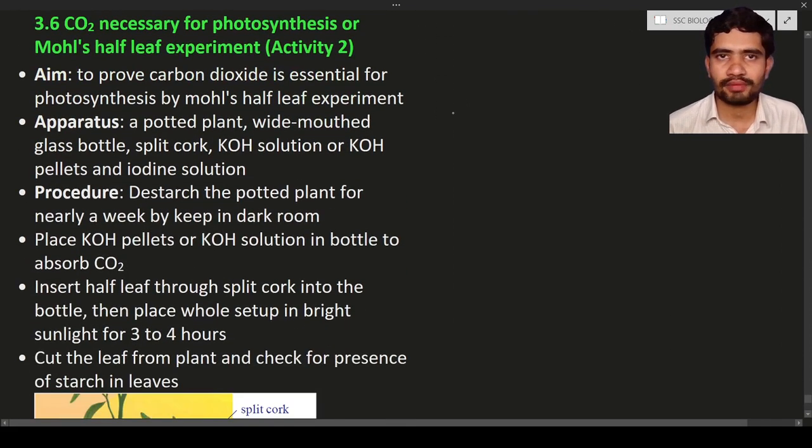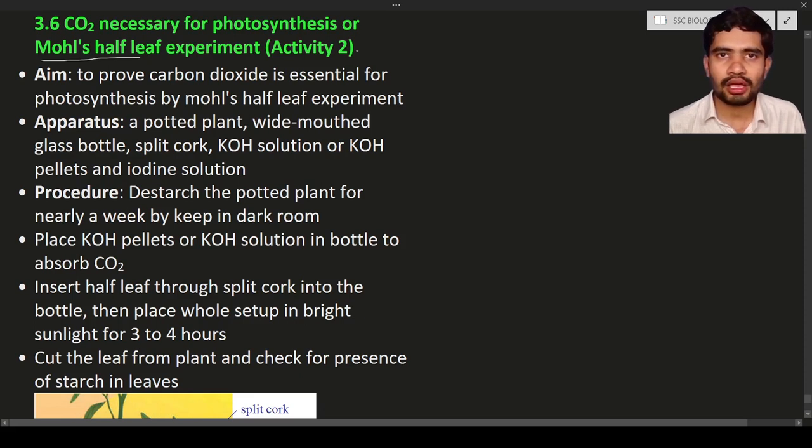Carbon dioxide is necessary for photosynthesis. This experiment is also known as Moll's half-leaf experiment. In the examination, they will interchange the words. Sometimes they will ask the question as Moll's half-leaf, sometimes as the experiment on carbon dioxide being necessary for photosynthesis. So remember, the carbon dioxide necessary for photosynthesis activity and Moll's half-leaf experiment are both the same.